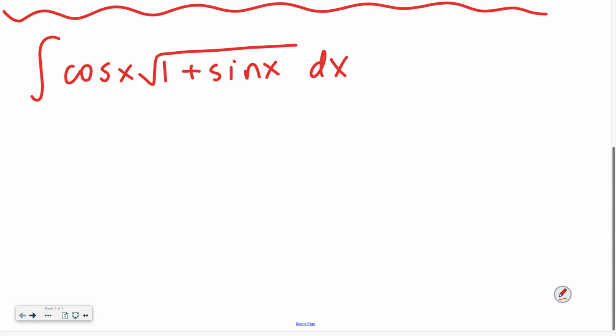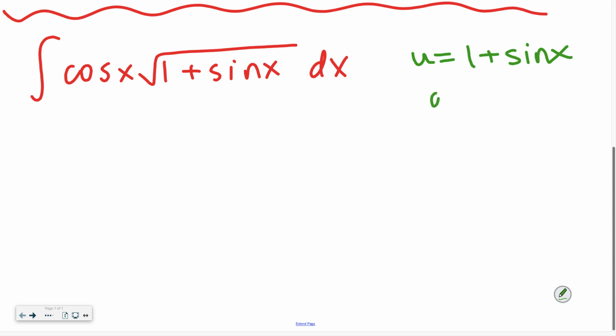However, since we have a composition, we may be able to do u substitution. If we wanted to try u substitution, which part would we try to set u equal to? Okay, what's under the radical, right? What also makes this nice is we know that sine and cosine have a derivative relationship, so hopefully this will work out for us, right?